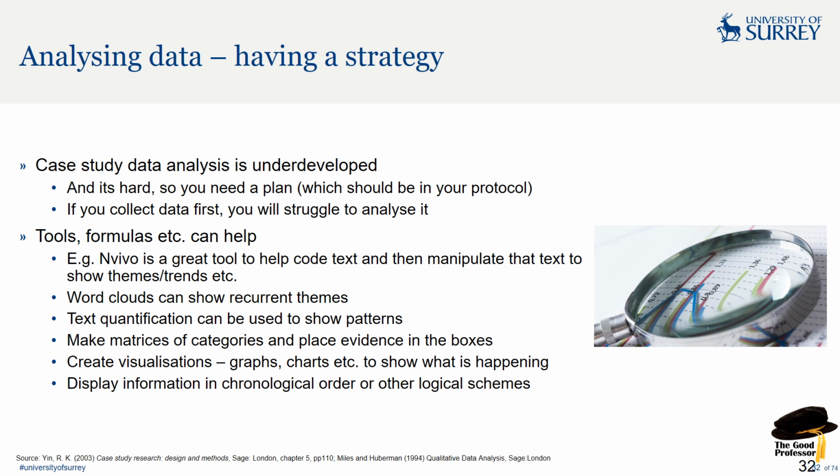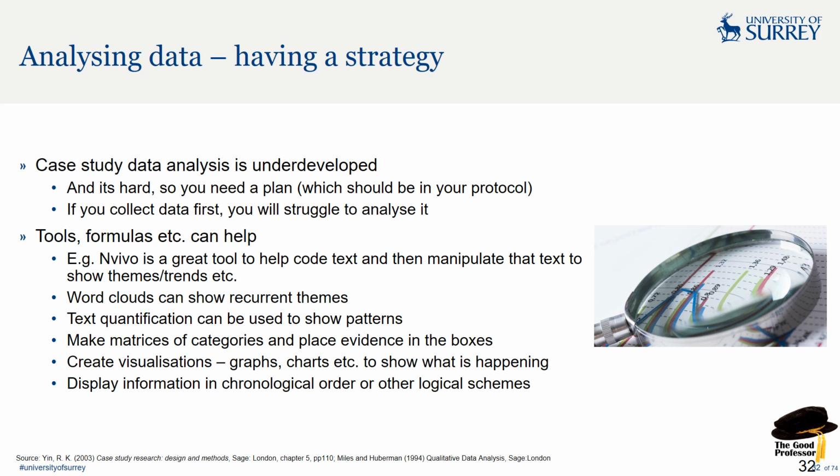So what are the tools, formulas, etc. that can help? Well, NVivo is a great tool to help code text and then manipulate that text to show themes and trends. Word clouds, if you've got a bunch of data, you can drop it into a word cloud tool and it'll show you the recurrent themes. Text quantification can be used to show patterns, so repeated words, repeated phrases. Making matrices of the categories that you see, or placing evidence in the boxes of those matrices is useful. Visualizations, graphs, charts show you what's happening.